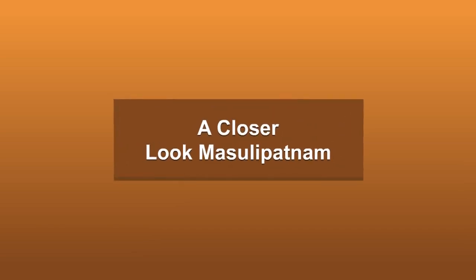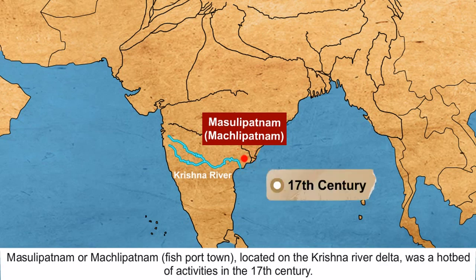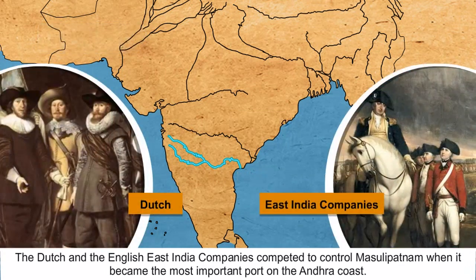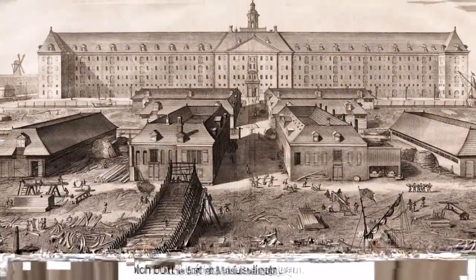A closer look. Masulipatnam. Masulipatnam or Machilipatnam, a fish port town located on the Krishna River delta, was a hotbed of activities in the 17th century. The Dutch and the English East India Companies competed to control Masulipatnam when it became the most important port on the Andhra coast. The Dutch built the fort at Masulipatnam.